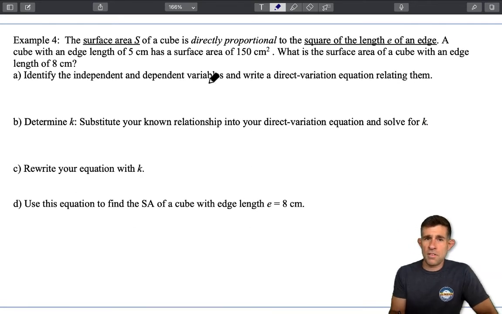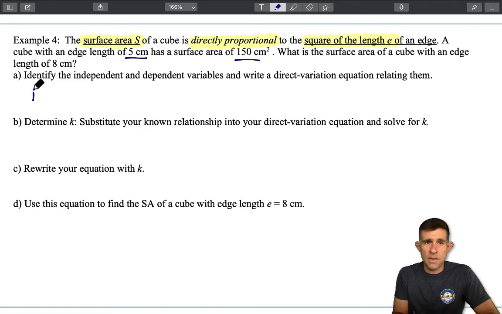Example 4 says the surface area of a cube is directly proportional to the square of the length of the edge. Now I'm going to start with some highlighting here. So this is step number 1. The surface area S of a cube is directly proportional to the square of the length E of the edge of the cube. A cube with an edge length 5 centimeters has a surface area of 150. So here's one of our relations. What is the surface area of the cube of an edge length of 8?